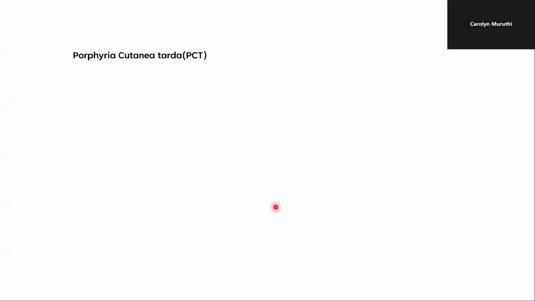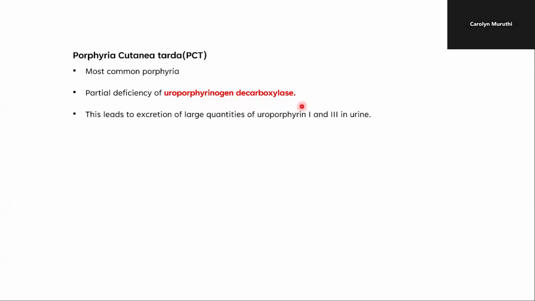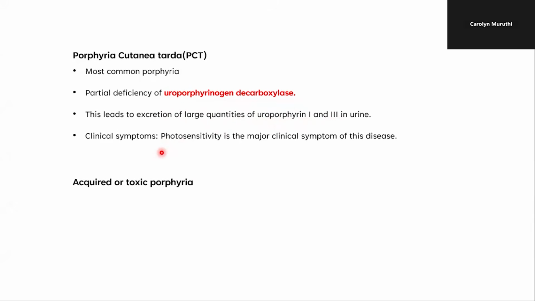We also have porphyria cutanea tarda, which is the most common porphyria, and it's caused by partial deficiency of uroporphyrinogen decarboxylase. And this will lead to excretion of large quantities of uroporphyrin 1 and 3 in urine. And the most common clinical symptom of this disease is photosensitivity.